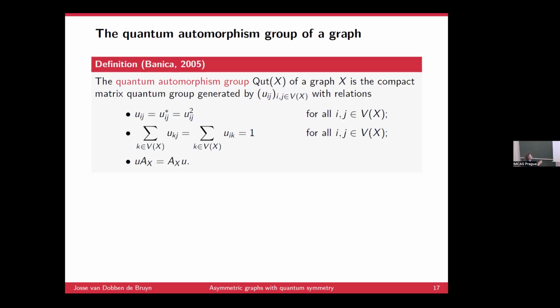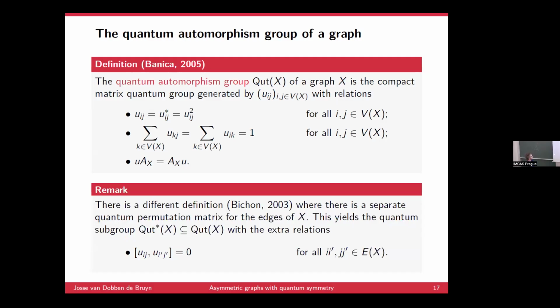And then building on this, Banica defined the quantum automorphism group of a graph. It is the compact matrix quantum group with extra relations now. So we have these first two relations from the quantum symmetric group. And then the extra relation is that U commutes with the adjacency matrix. So this will give you a quantum subgroup of the quantum symmetric group. And that we call the quantum automorphism group of a graph.